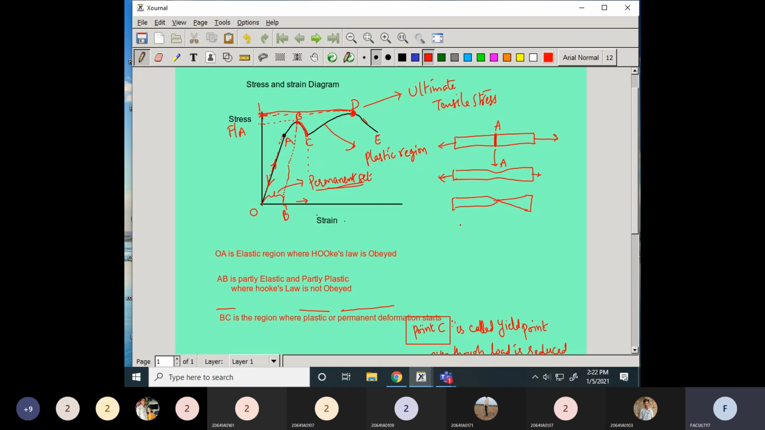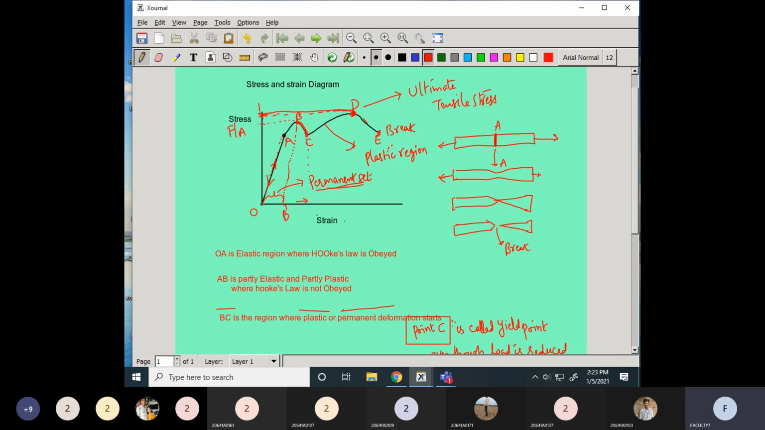Now thereafter, if you continue, this material will try to break into some pieces, two pieces here. Let us assume it is going to break into pieces. So this break point is obtained at point E. Point E will be considered as the break point. Here you are going to obtain the break in the material.